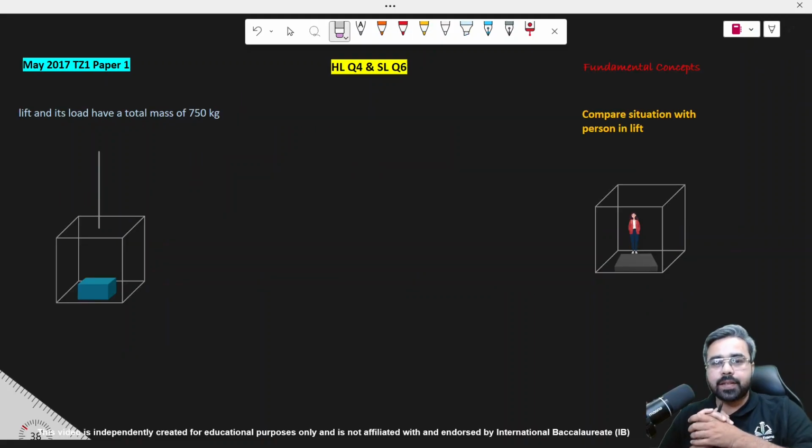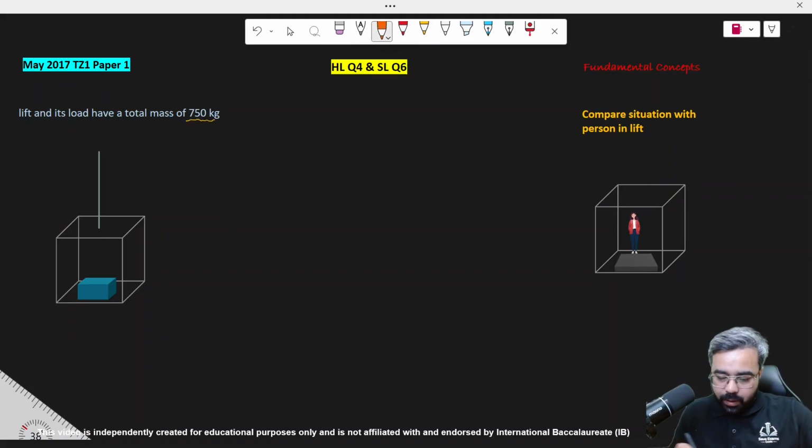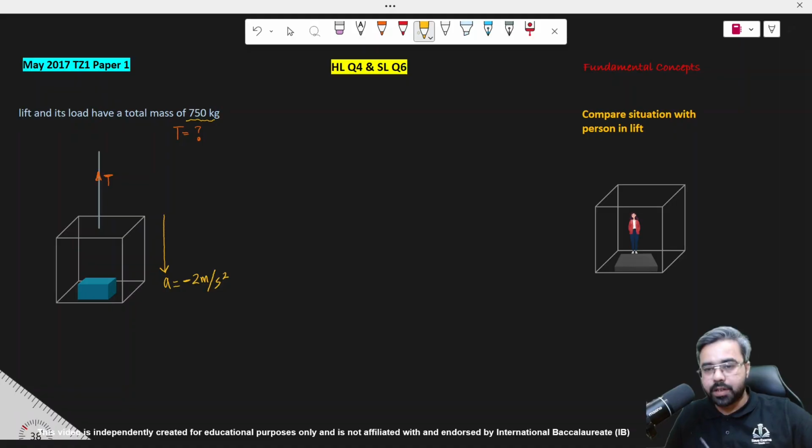This question discusses the application of Newton's second law, which you know is always applied to an accelerating system. You can see here an elevator, or lift, that carries a load, and their combined mass is 750 kg. What we need to calculate in this question is the force of tension in the cable. The tension in the cable is in this direction, and the provided information is that the acceleration is downward, and that acceleration is, I would say, negative 2 meters per second squared because of its direction. Otherwise the magnitude is 2 meters per second squared.